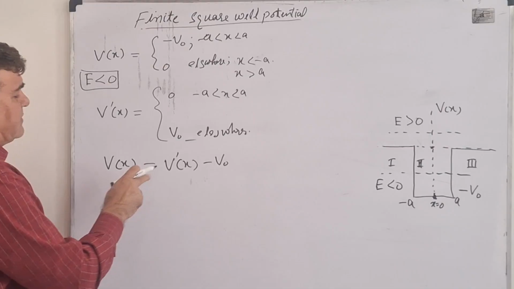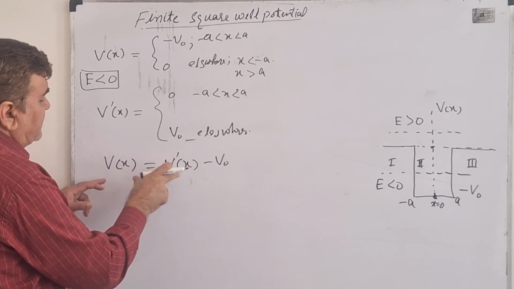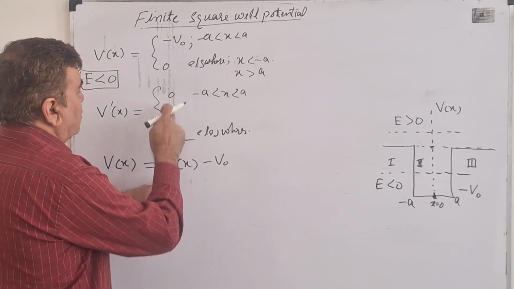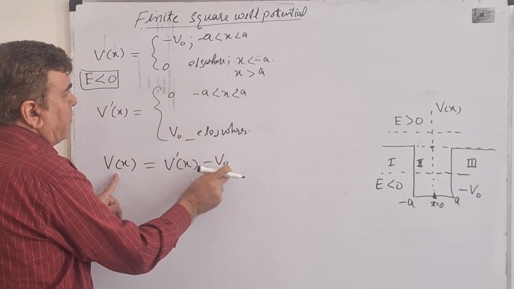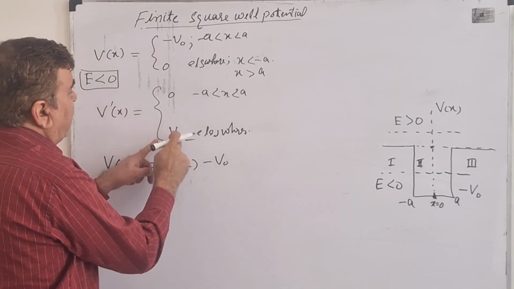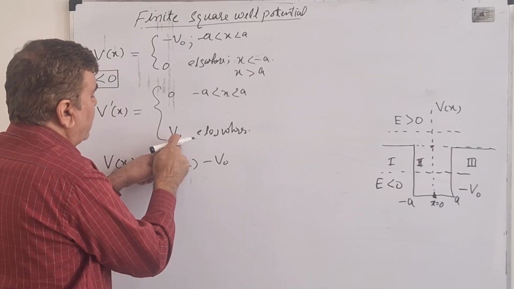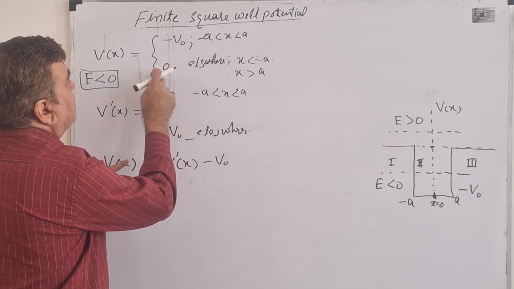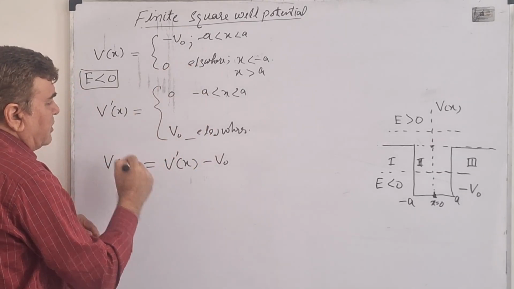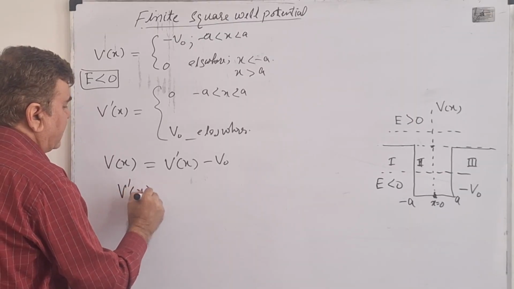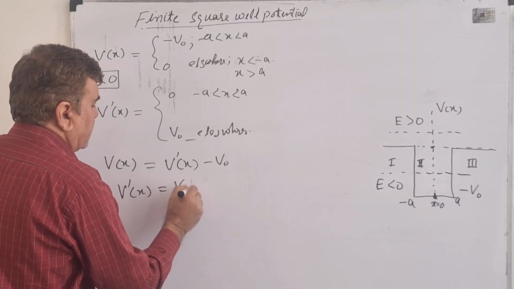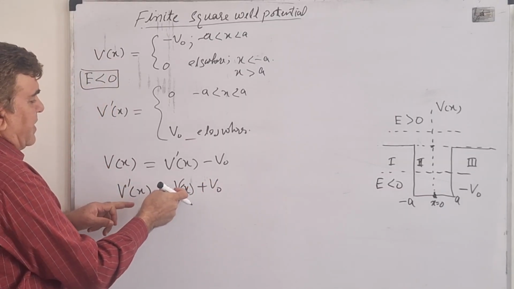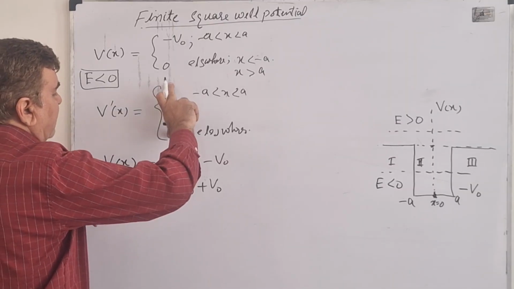For example, I can obtain the values of V from this equation. When V prime of x is 0, that is, we are in this region, this equation gives minus V naught, which is this thing. And when V prime of x is equal to V naught, then V naught minus V naught is 0 in this region, so that gives us 0. Similarly, if we invert this equation, we can write V prime of x equals V of x plus V naught. Now, putting the value of V of x, we obtain the values of V prime of x.